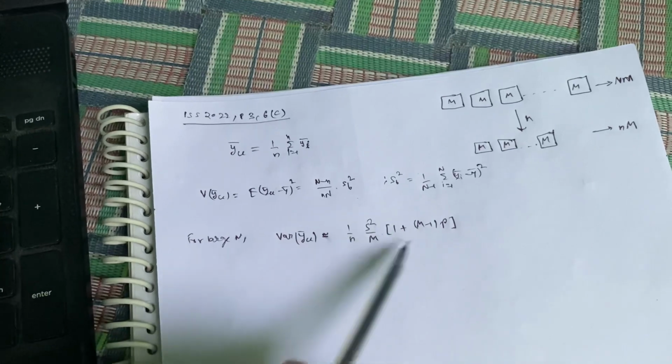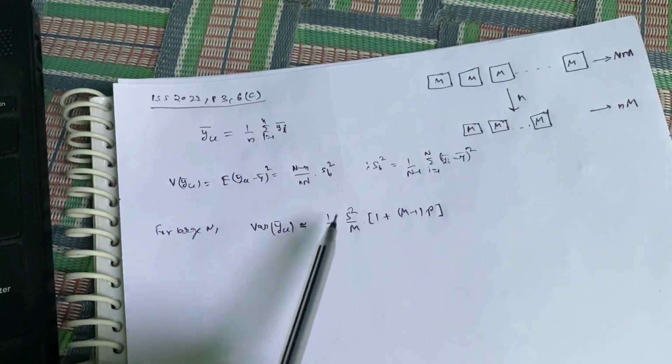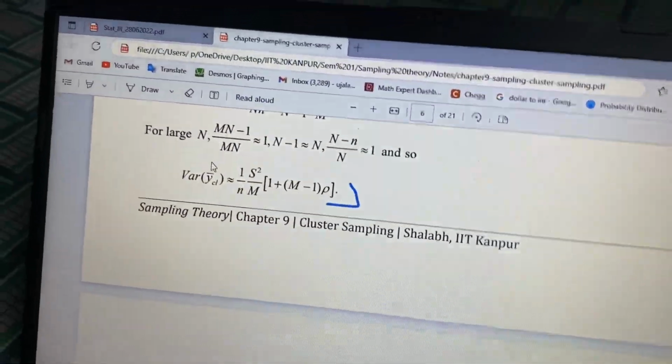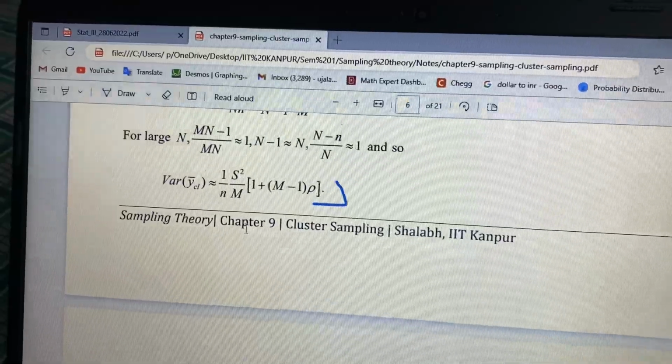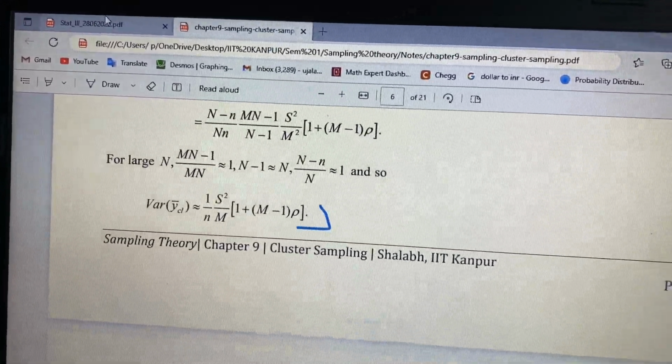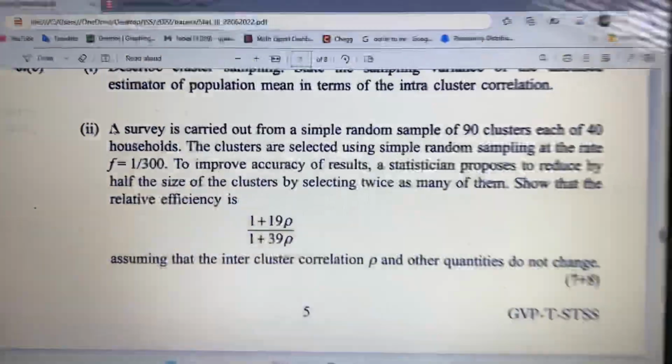For the proof of this, if you do not know it, then you can look at the sub notes, chapter number 9. You can see in chapter number 9 the proof is given here. Now coming on to the second part.